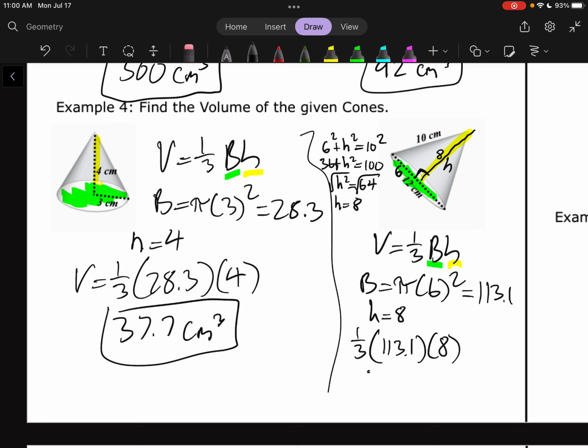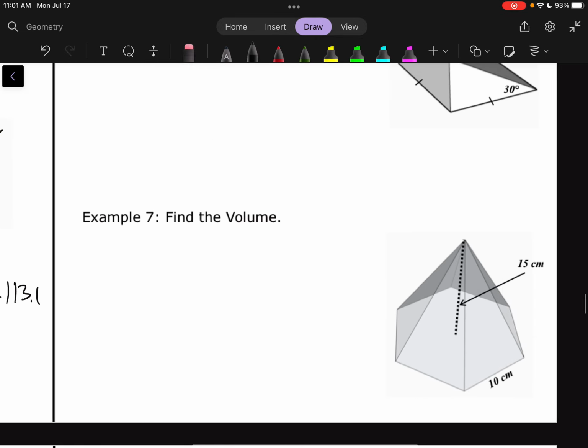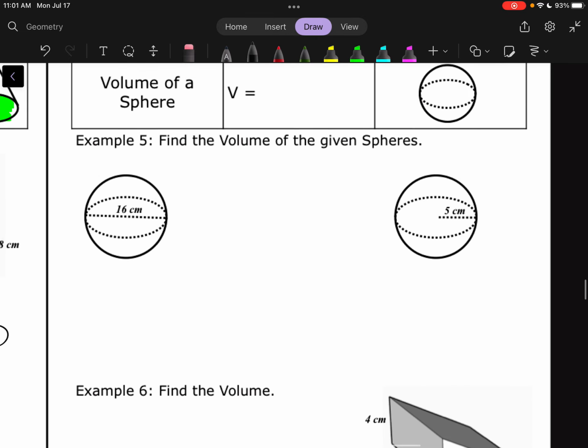And I'm getting 301.6 centimeters cubed. Okay, let's go on to our last bit here. We got a few tricky ones and some spheres.